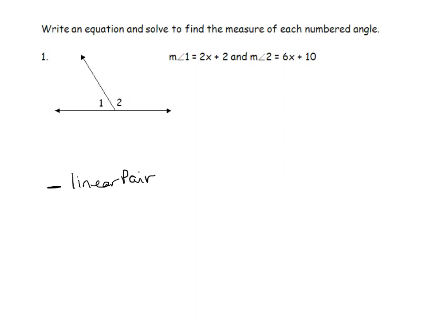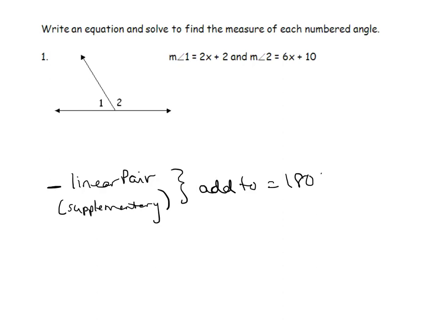Okay? From there, I want you to think, what do I know about a linear pair? Well, a linear pair, these should be supplementary. Meaning what? They should add to equal 180 degrees. So these should add to equal 180 degrees. Okay, once you get this part down, then I want you to worry about this part up here.